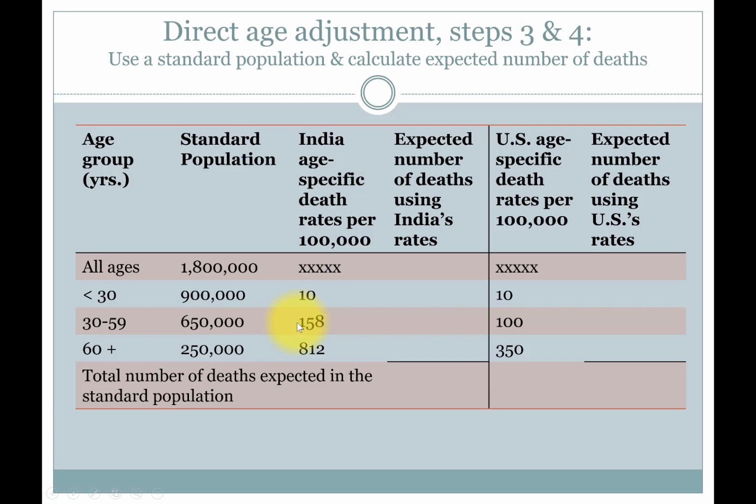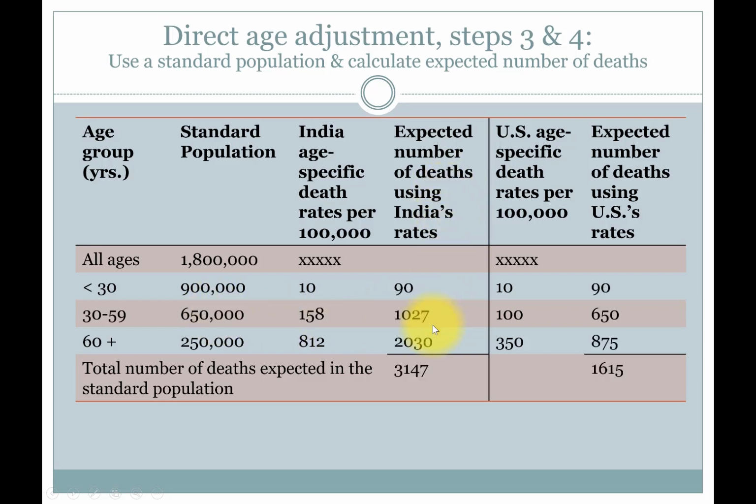Likewise, here is 158 per 100,000 multiplied with 650, and that's how you're going to get the expected number of deaths, okay? So if you do those calculations that I just said, you're going to get 90 expected deaths for India for this age group, 1,027 for the 30 to 59, 2,030 for the 60 plus, okay? And then you would sum up all the numbers of expected deaths.